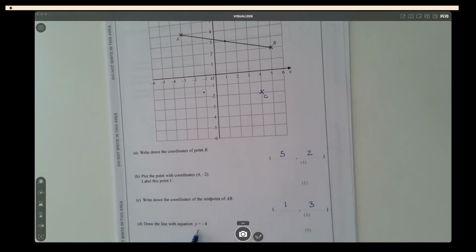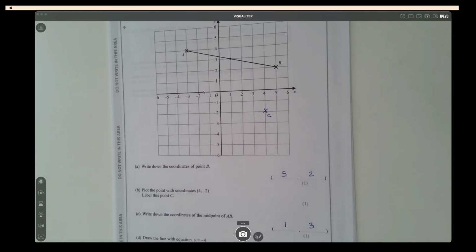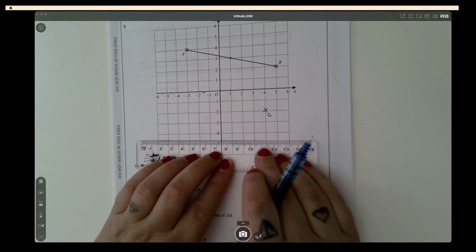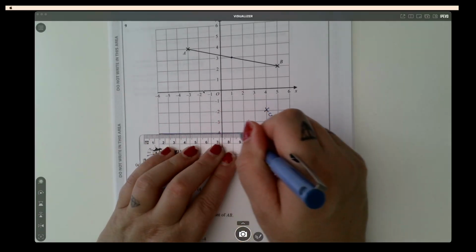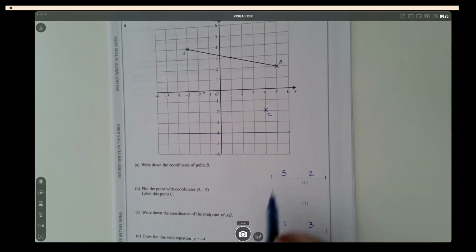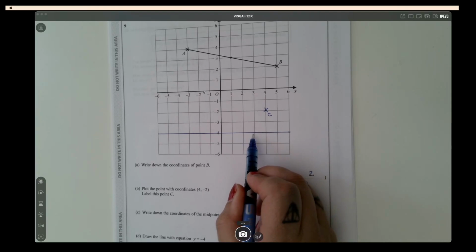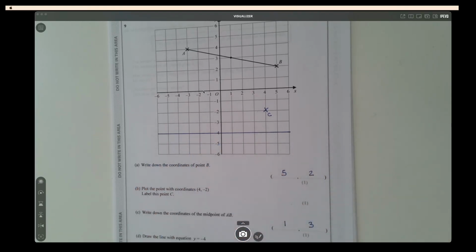Draw the line with equation y equals -4. So a line with equation y equals -4 goes through -4 on the y-axis and it's a horizontal line. And the reason why we go through -4 on the y-axis for this line y equals -4 is because every y coordinate on that line, regardless of the x coordinate, will be -4.